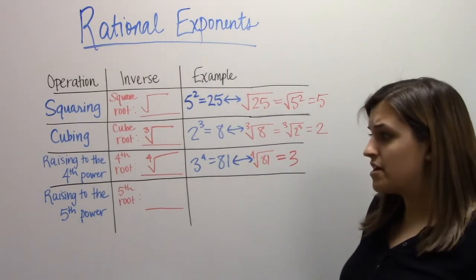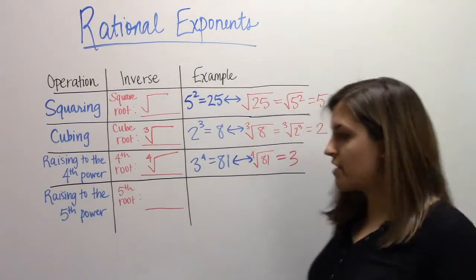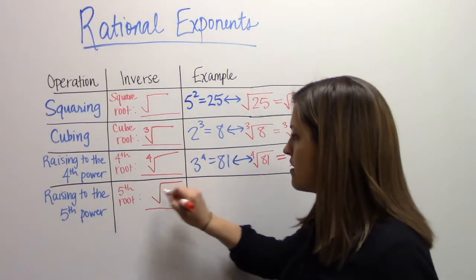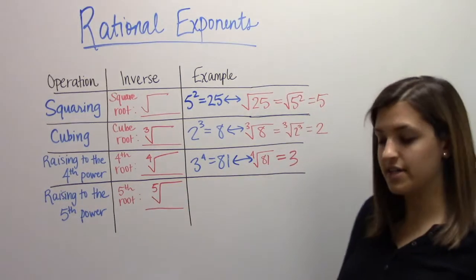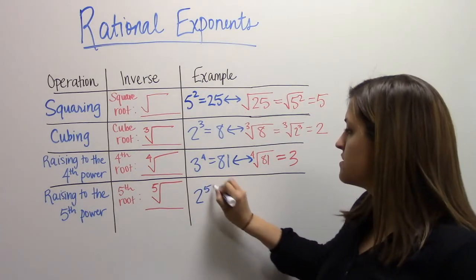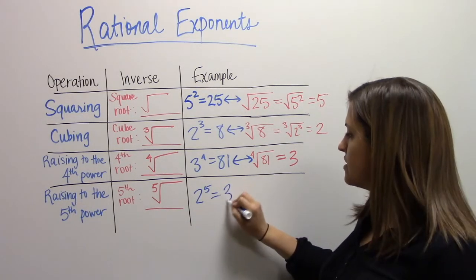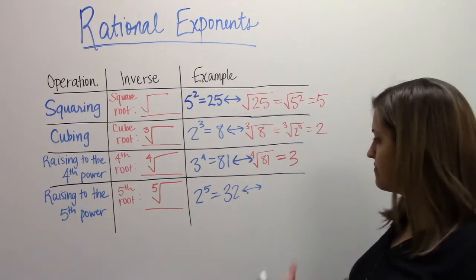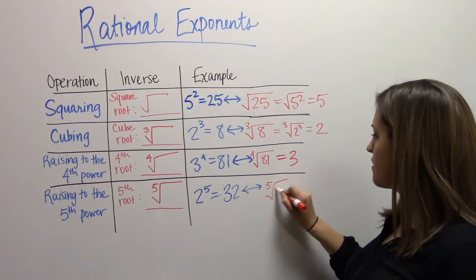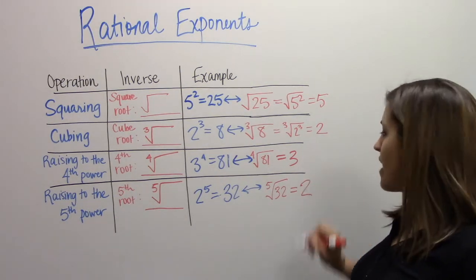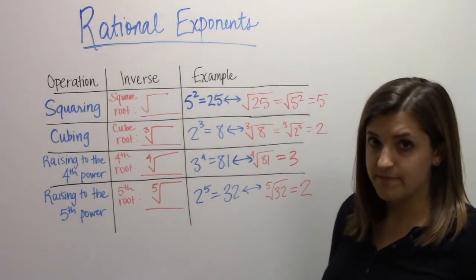All right, one last one. If I raise something to the 5th power, we call that the 5th root, and it looks very similar, but it's going to be a root with a 5. And let's do an example of this. So 2 to the 5th is going to give me 32, and to undo this, I would take the 5th root of 32. So little 5 root of 32, and this is really the 5th root of 2 to the 5th, which gives me back 2. All right, let's move on to some real exponents now.